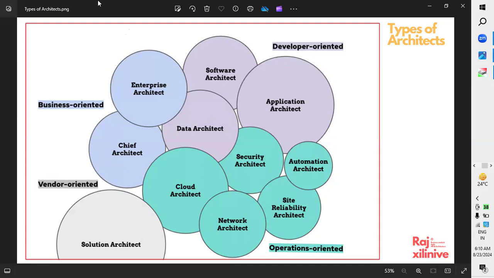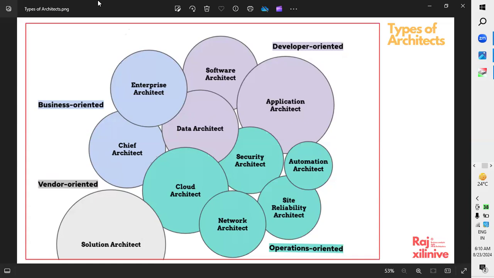Business oriented is nothing but the kind of business functionalities. All these things come under the business oriented part. So enterprise architects and chief architects will be part of business oriented. Now, what is meant by enterprise architect? Hope you might have heard about a word called TOGAF. TOGAF is an enterprise architecture framework.